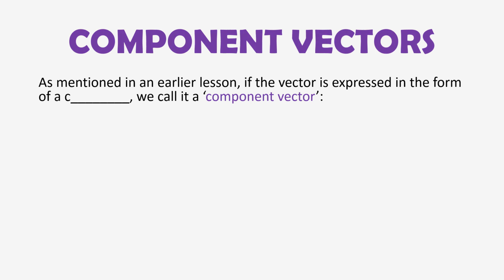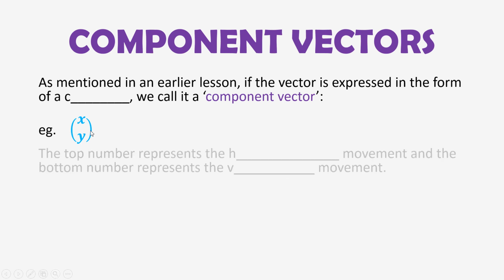So as mentioned in an earlier lesson, if the vector is expressed in the form of a column, we call it a component vector. For example, here we go, x and y. So we see it's expressed in the form of a column. So that's an example of a component vector.